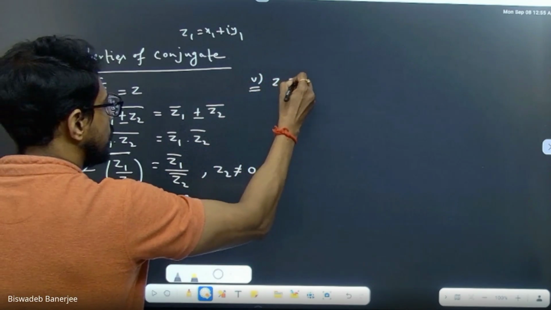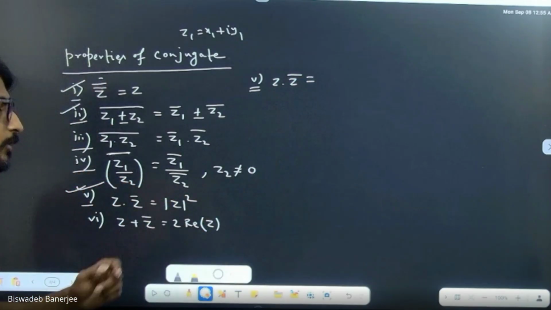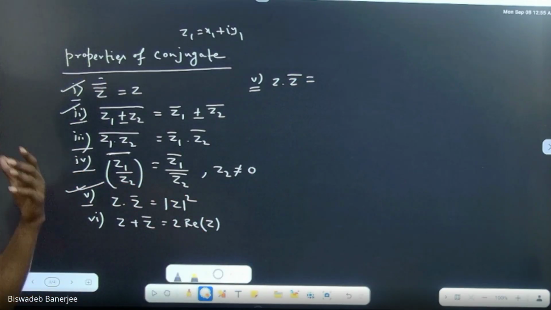Then my property number 5 is: Z into Z conjugate is modulus of Z whole square. So how we can show this?